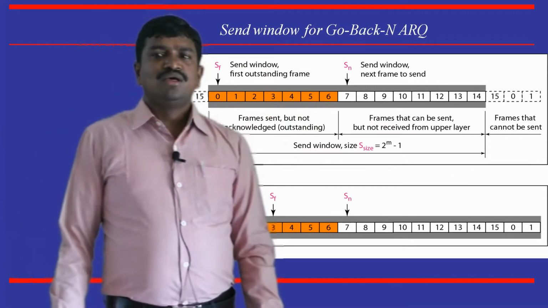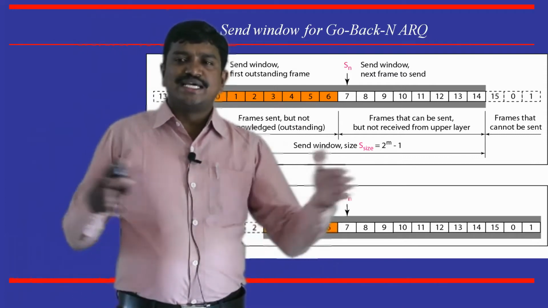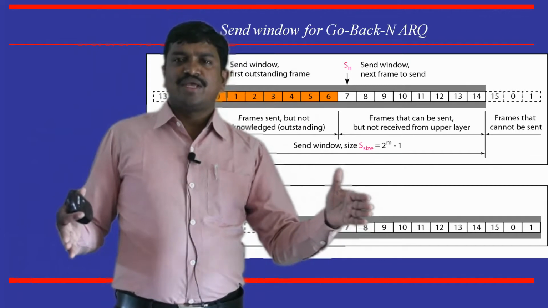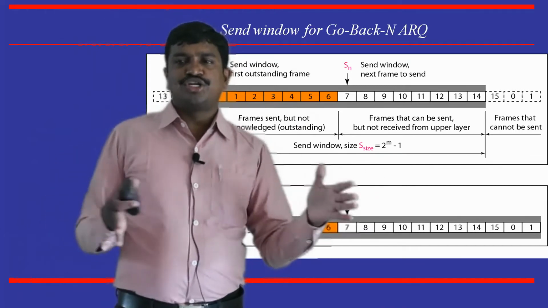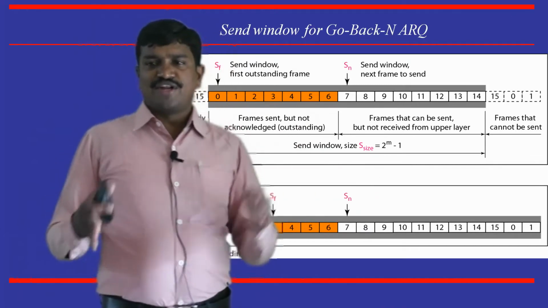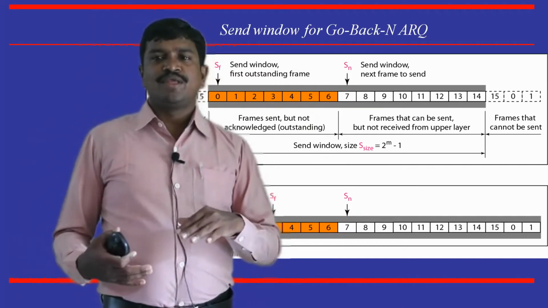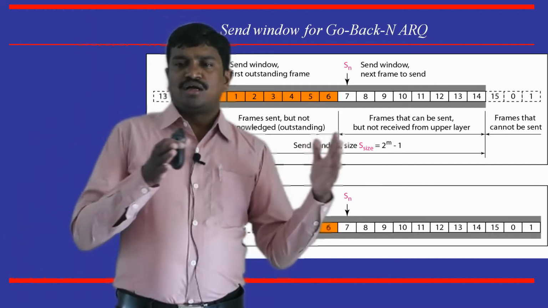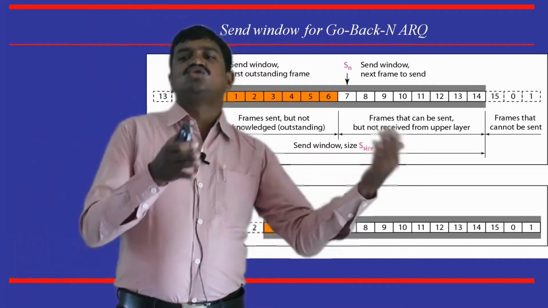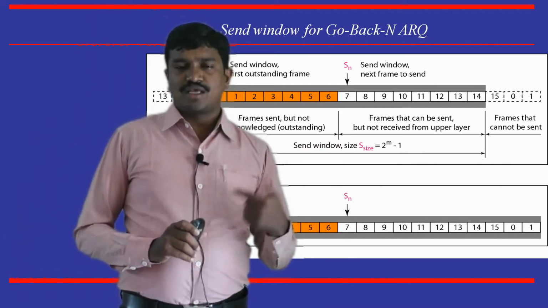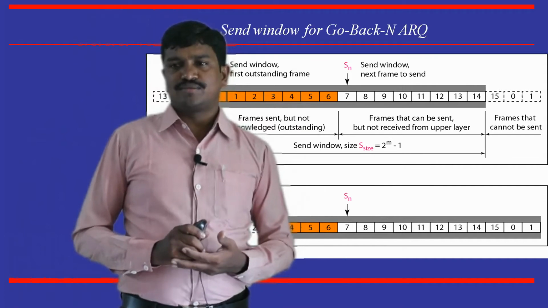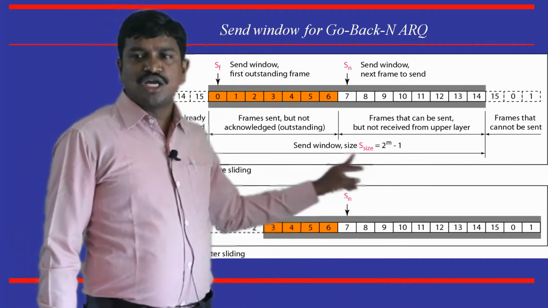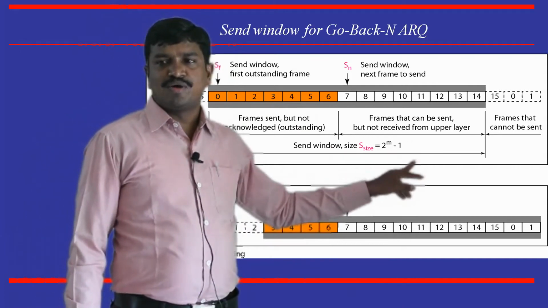This way, the sender side window size is increased, and this window is partitioned into 3 categories: the frames which are sent and acknowledged, the frames which are sent but waiting for the acknowledgement, and the sequence numbers that can be used for the next coming frame transmissions. Now the size of the sender side window is always 2 power m minus 1.